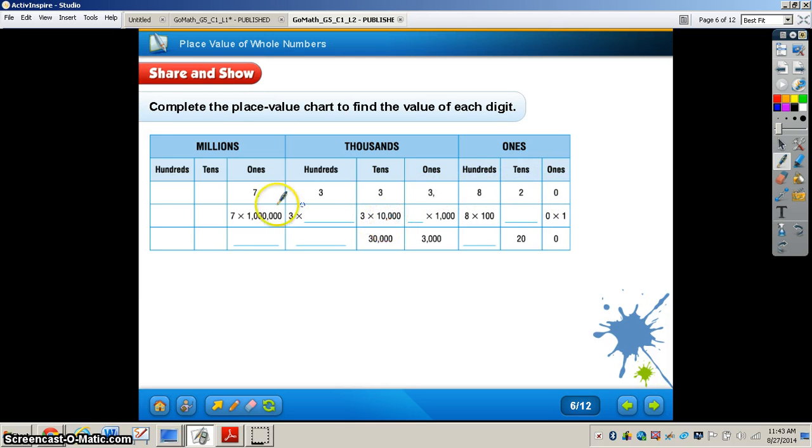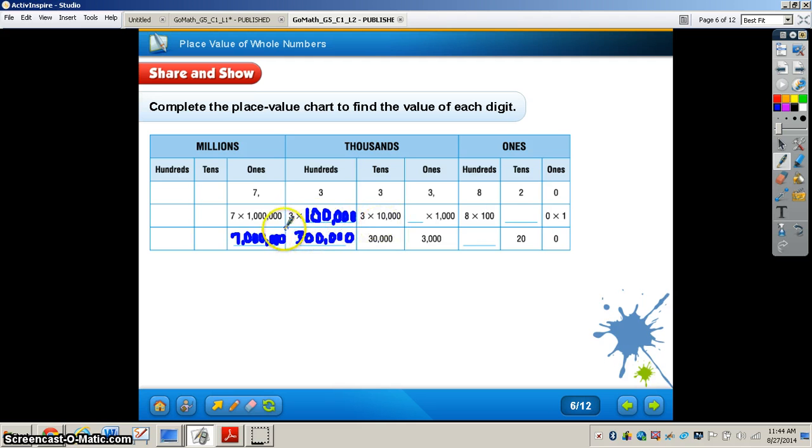7,333,820. So the 7 million, we take 7, multiply that by a million. That'll give us 7 million. 3, since it's in the hundreds place of the thousands period, we're going to multiply that by 100,000. Will give us 300,000. We need to write the digits here, and I'll write 300,000 here.